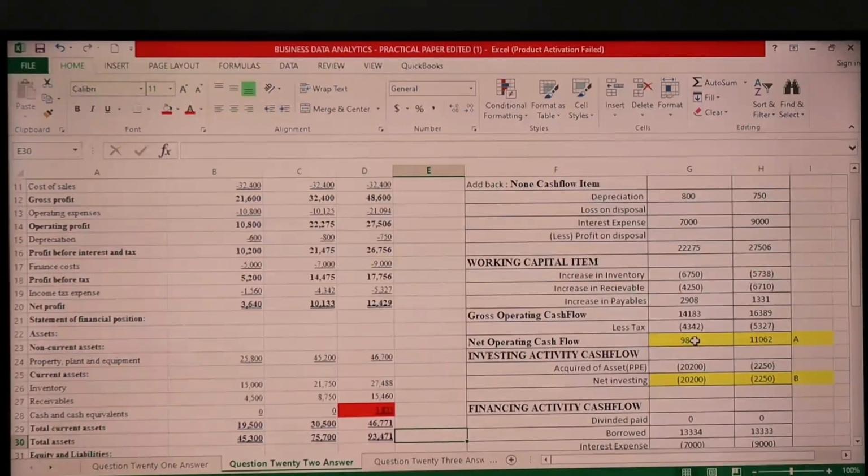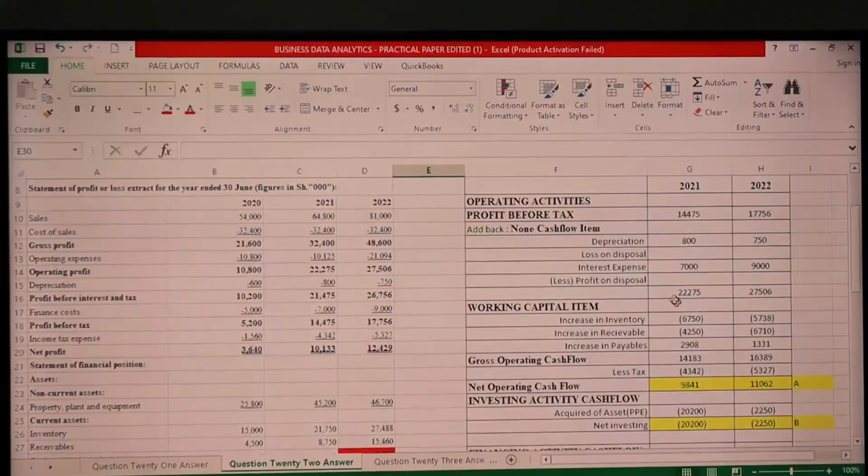The only thing that you need to master is where these are in the structure of your cash flow. Get them under the operating activity. The loss on disposal you add, but the profit on disposal you less, you minus. Yes, so that is what you do.